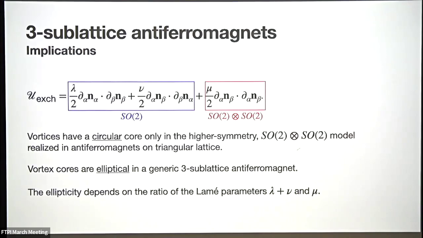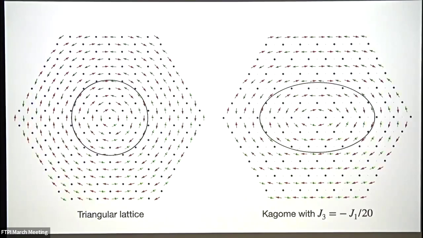They have a higher symmetry. But the Z2 vortices now? These are the Z2 vortices, yeah. And on Kagome, depending on the ratio of the coupling constants, you will get different degrees of ellipticity. Kagome with the first neighbor interactions only will be degenerate. Vortices will have an infinite ratio of the major and minor semi-axes. And that's again related to the lack of stiffness in the system.